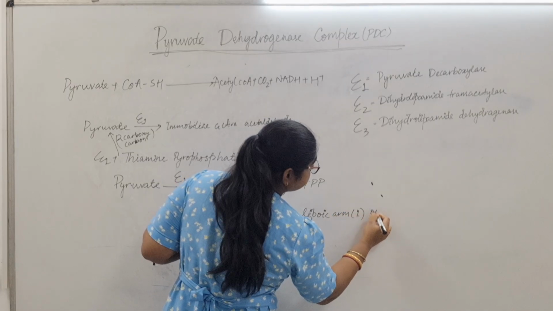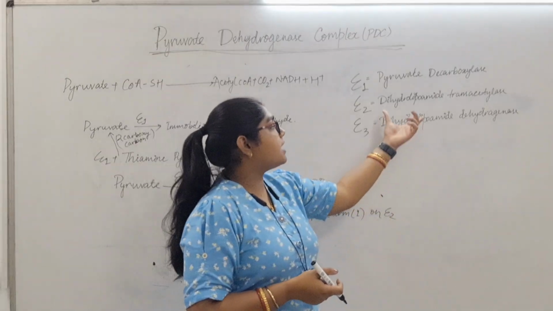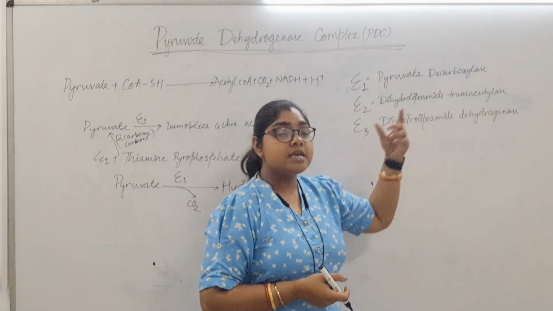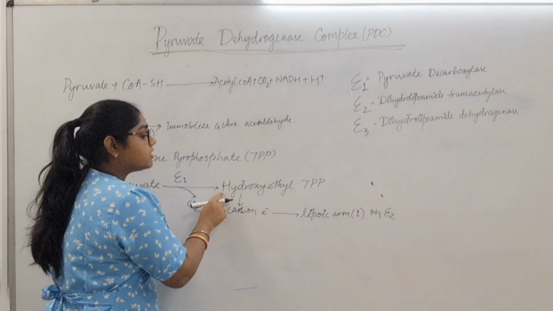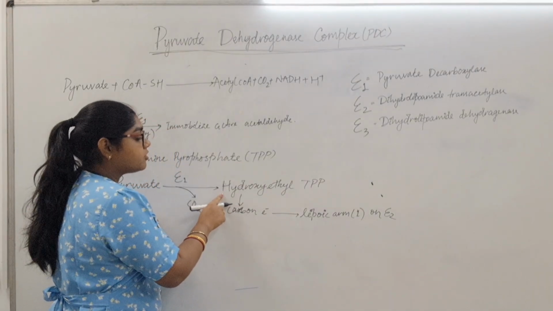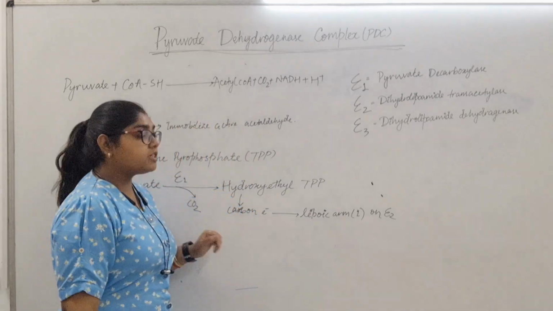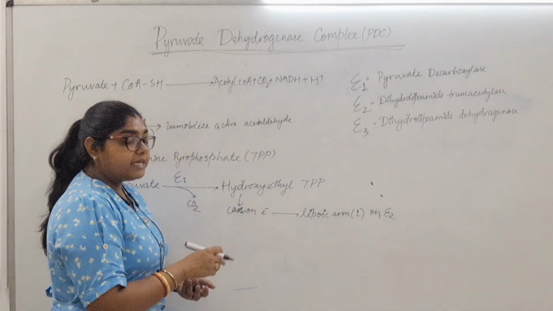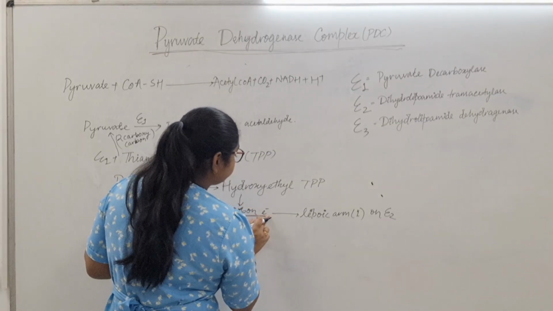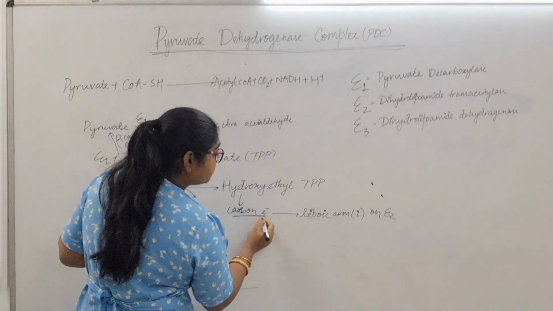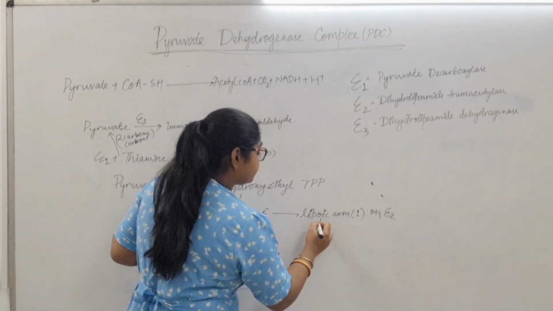Okay, on the E2 subunit, the E2 enzymatic subunit, that is dihydrolipoamide transacetylase. On that E2 subunit, this carbon electron from hydroxyethyl thymine pyrophosphate will go and form a bond with the lipoic arm, the first lipoic arm on E2. Then this carbon electron group again transfers from the first lipoic arm to the second lipoic arm.